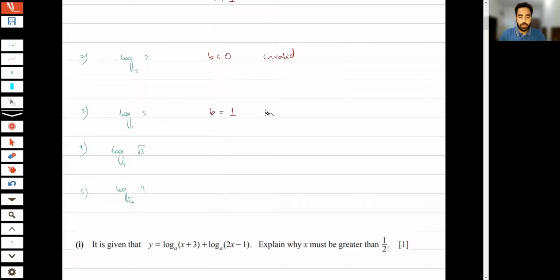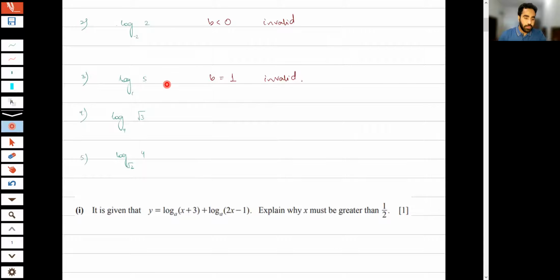So here too, your log is invalid since your base is 1. Even though the value inside the log, which is 5, is greater than 0, that doesn't matter. If any of these conditions is not true, your log will be invalid. For this, you have log root 3 base 4. All of these values are greater than 1. a is greater than 1, b is also greater than 1, and b is not equal to 1. This means your log is valid.